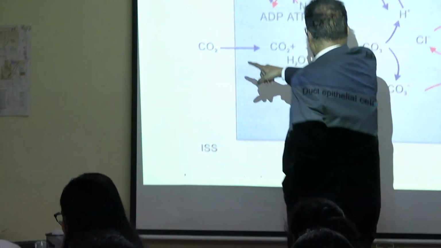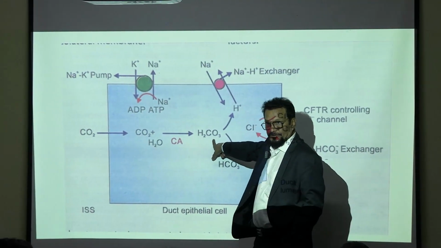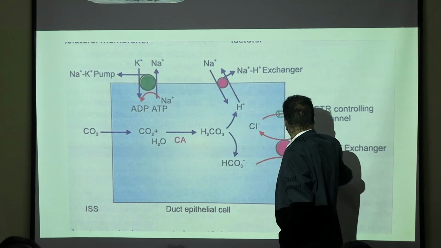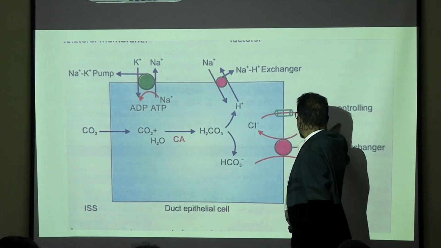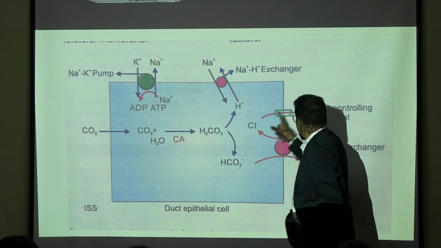So this carbon dioxide combines with water, with the help of carbonic anhydrase it is converted into H2CO3. Then this bicarbonate is formed. It is liberated here. In exchange, chloride ion enters. And that was the topic.